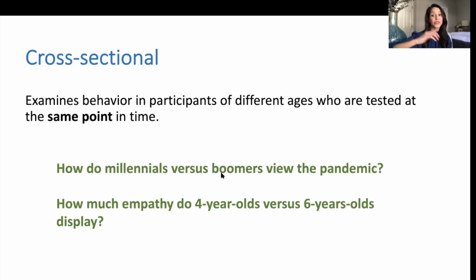So some questions that researchers would want to explore with a cross-sectional design would be things like, how do millennials versus boomers view the pandemic? Or how much empathy do 4-year-olds versus 6-year-olds display? Now, these children are not followed throughout time, so cross-sectional designs are not good for discovering how stable or different a particular characteristic within a child is throughout the lifespan or throughout a period of time, but it does help us compare different age groups.